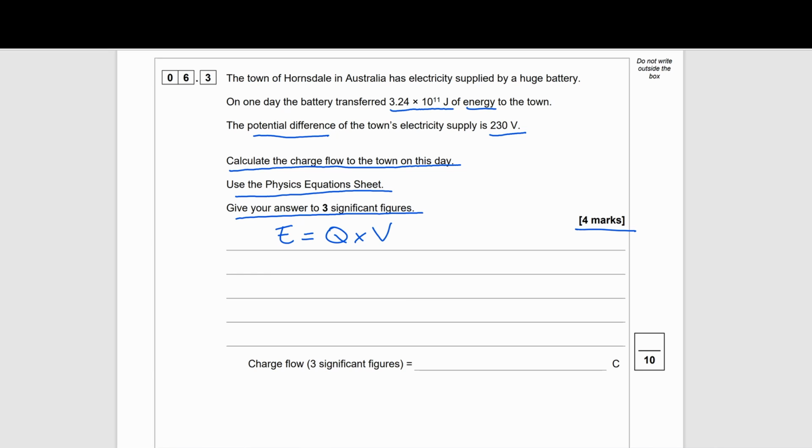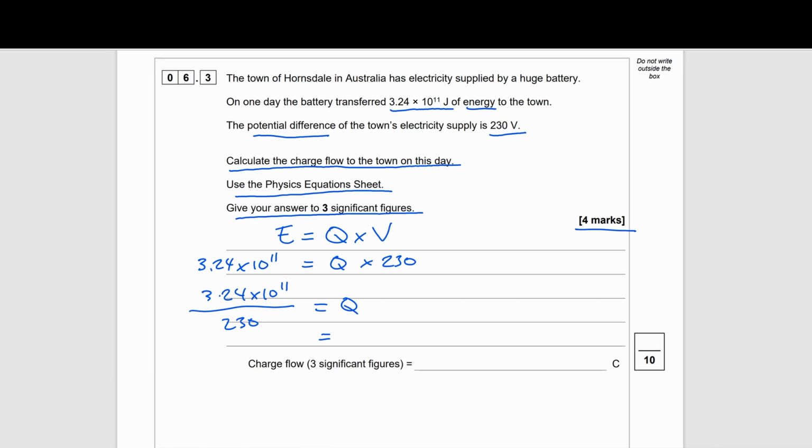So, let's plug in our numbers and get ourselves our mark. Energy transferred, 3.2 times 10 to the power of 11. Our charge we don't know, we need to find it. Our potential difference is 230. We need to move our potential difference to our other side, so we have charge on its own. Opposite operation to multiplication is division. So 3.2 times 10 to the power of 11 divided by 230 will equal our charge.